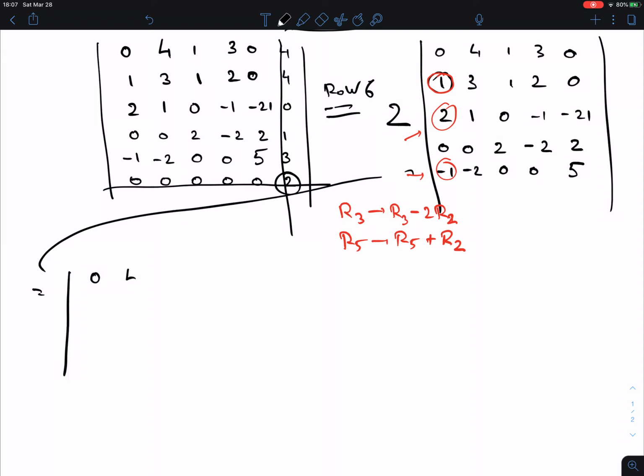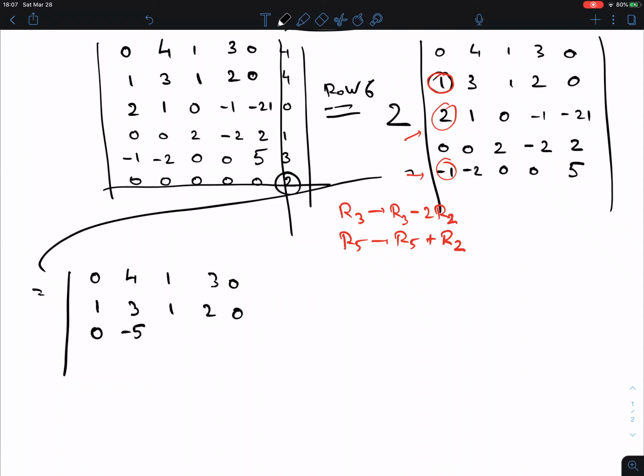Nothing happens with the first row and the second row. They just keep being the same. And then this row, I'm going to add negative 2 times the previous row and add a 2. So minus, that's the 0 there. Minus 2 times 3, that's negative 6, plus 1, that's negative 5.